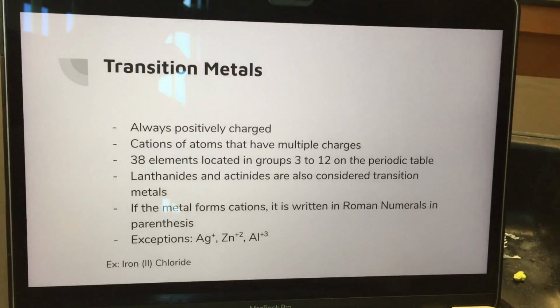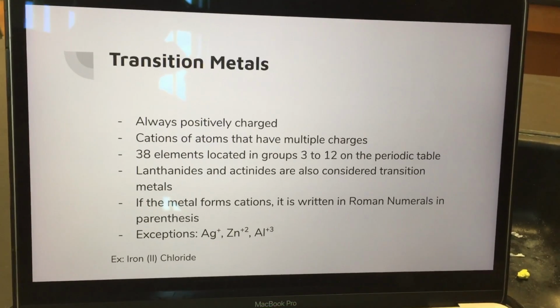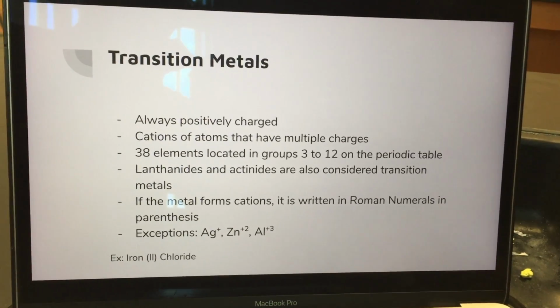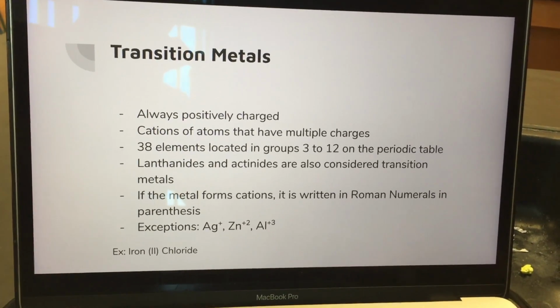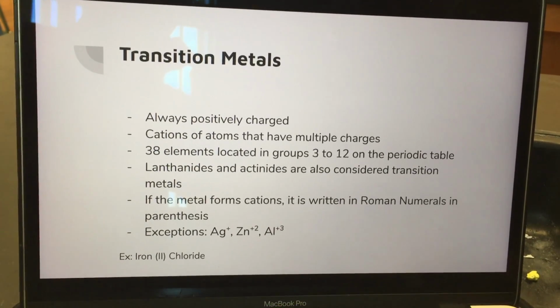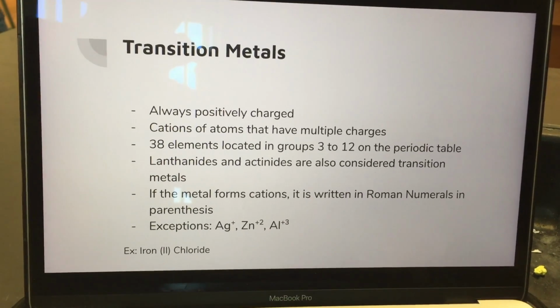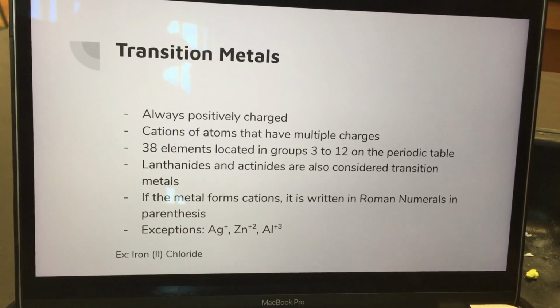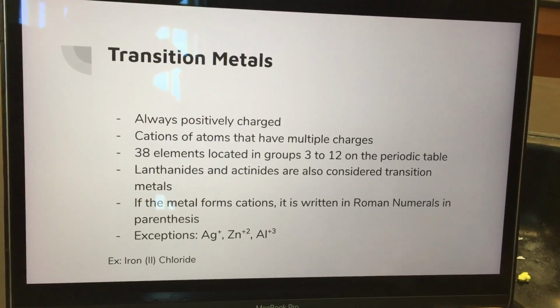When metals form cations, they must be written with Roman numerals, and those Roman numerals must be in parentheses. Exceptions are silver with a positive 1 charge, zinc with a positive 2 charge, and aluminum with a positive 3 charge.